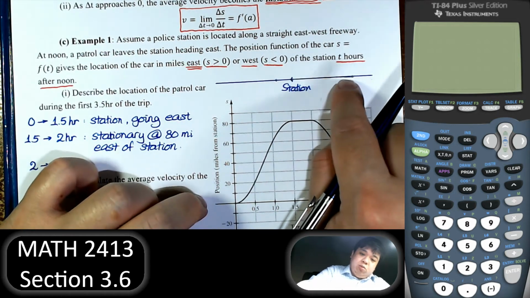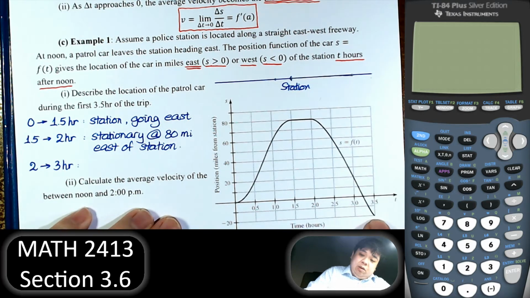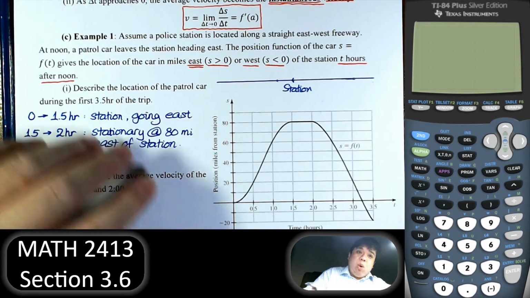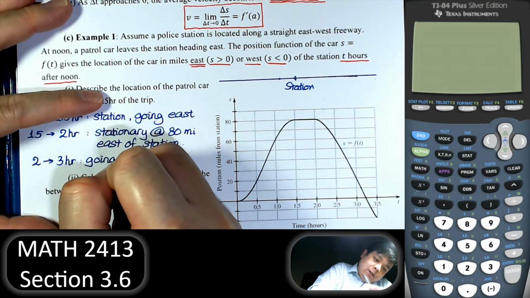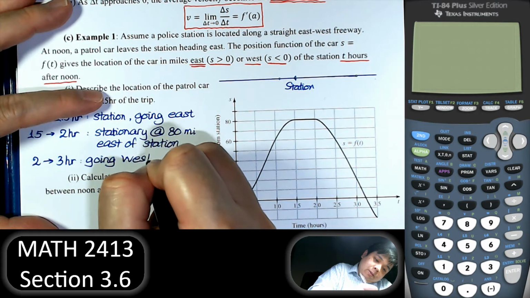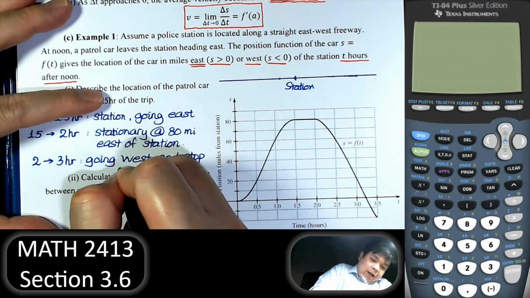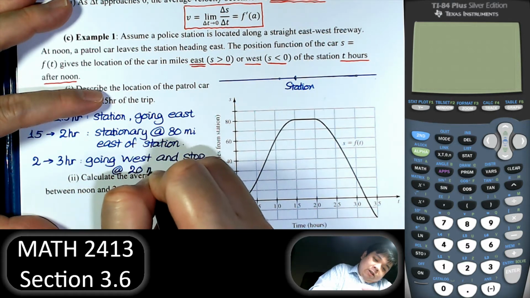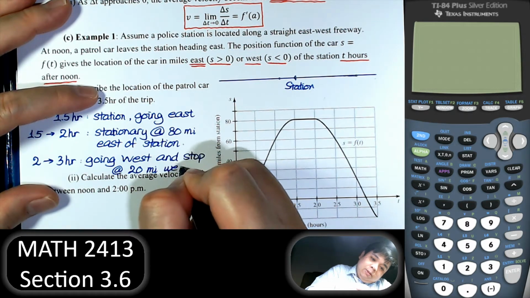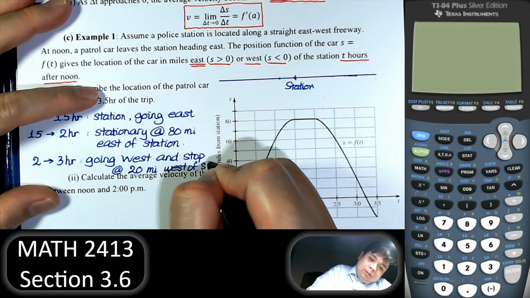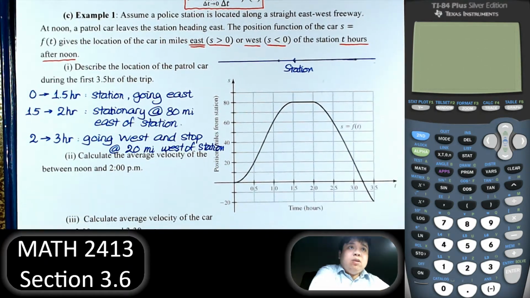The region will get smaller and smaller, meaning that going west, and we'll stop 20 miles west of the station. So this going west and stop at 20 miles west of the station. So that's what we get from the graph, going like this.